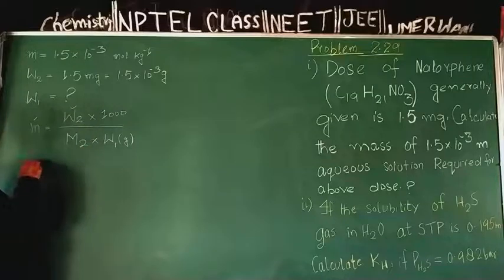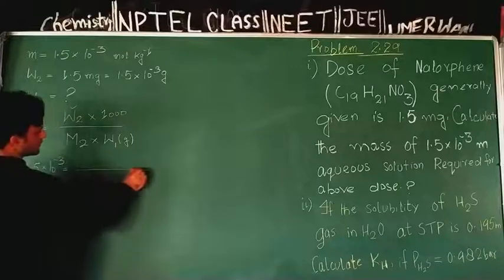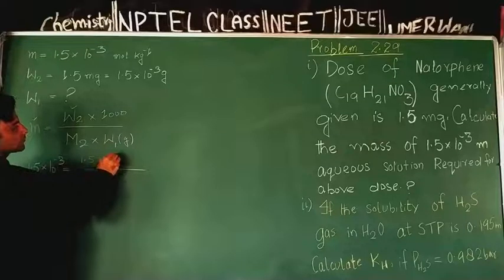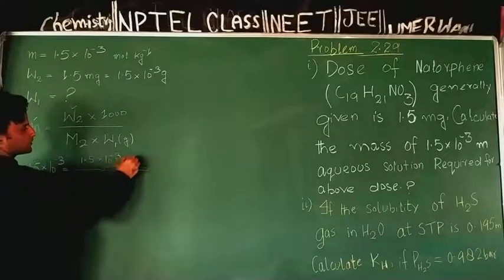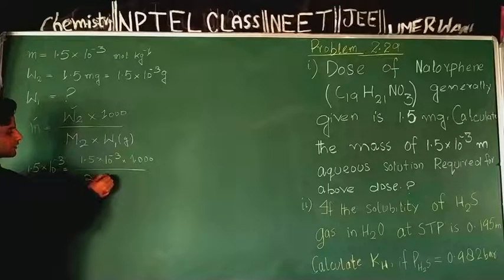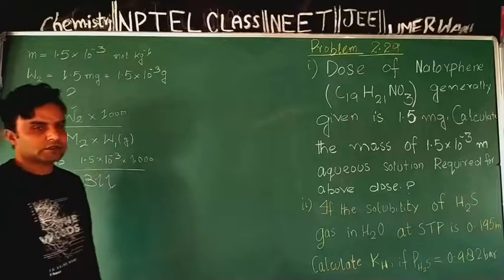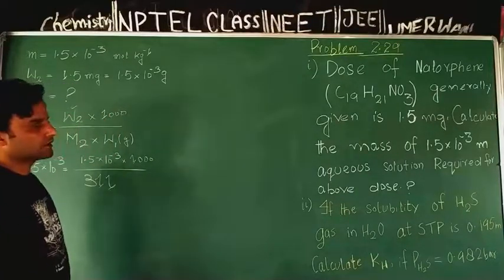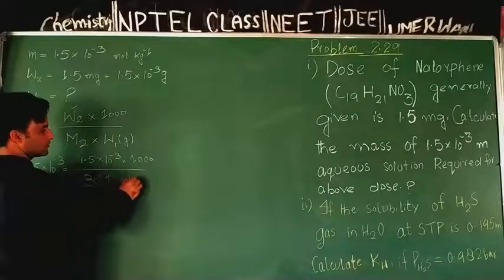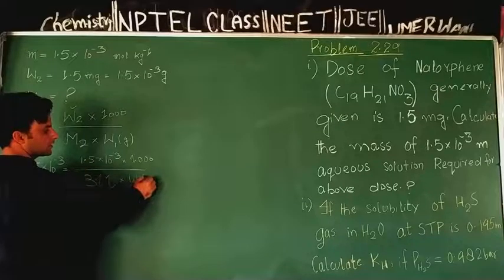So I can substitute the values. Molality is 1.5 into 10 raised to power minus 3, which is equal to dissolved mass, also 1.5 into 10 raised to power minus 3, multiplied by 1000, divided by molar mass 311. When we add atomic mass of 19 carbon atoms, 21 hydrogen atoms, 1 nitrogen atom, 3 oxygen atoms, it comes to 311, multiplied by mass of water in grams.